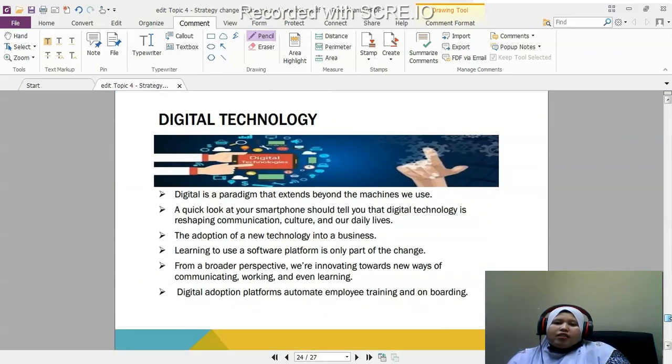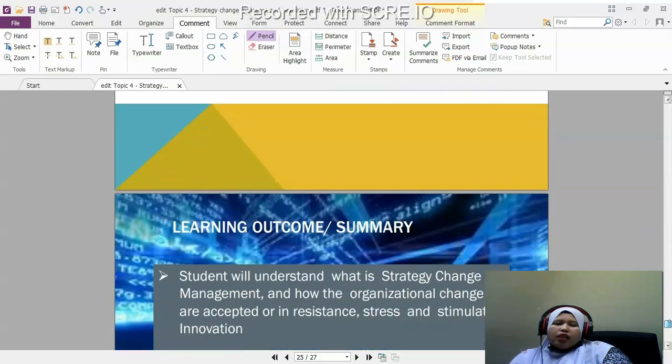So what is digital technology? It's a paradigm that extends beyond the machine. A quick look at your smartphone should tell you that digital technology is reshaping communication, culture, and our daily life. The adoption of a new technology into our business, learning to use a software platform, is only part of the change. From a broader perspective, we are innovating towards new ways of communicating, working, and even living. Digital adoption platforms automate employee training and onboarding. That is digital technology.